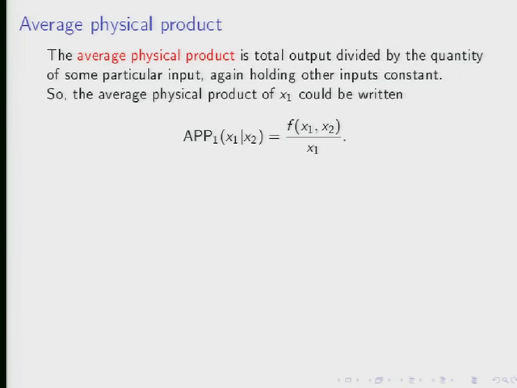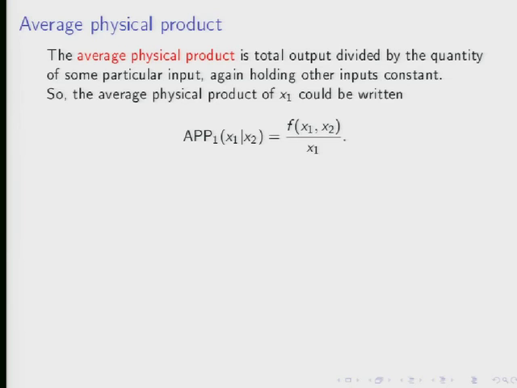And geometrically, you can see that this is just equal to this point y divided by this point x1. So the rise over the run is equal to the average physical product. At a point, yes. So these are all functions. So the average physical product is a function of x1.